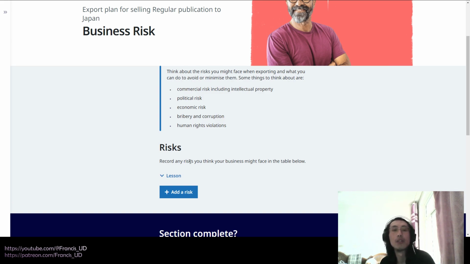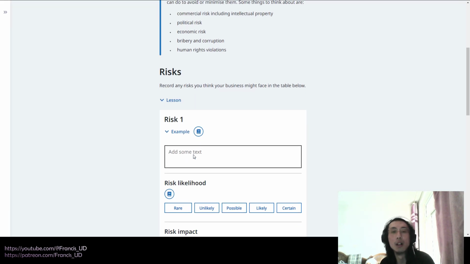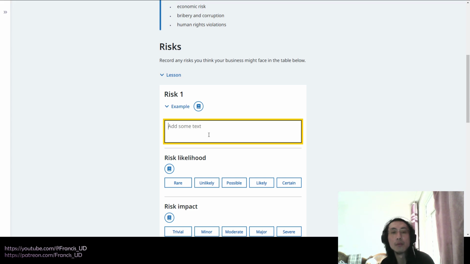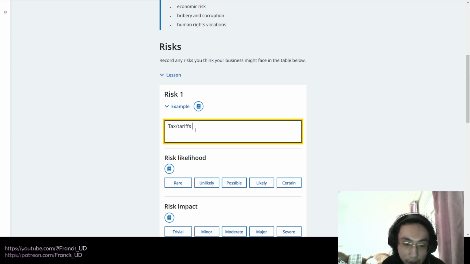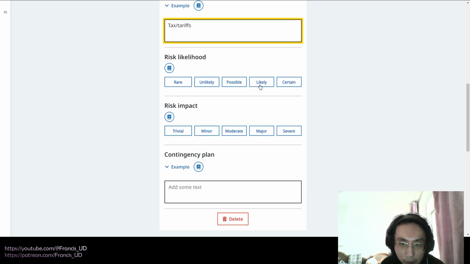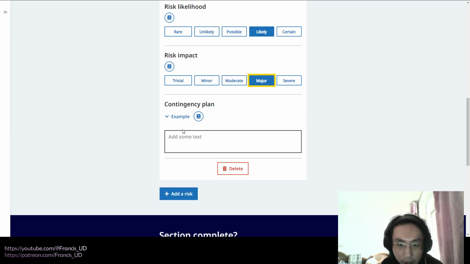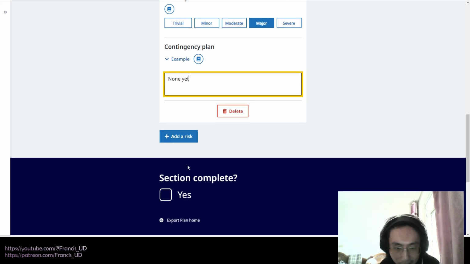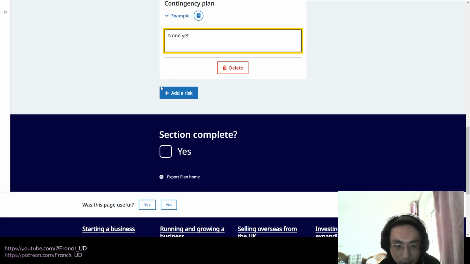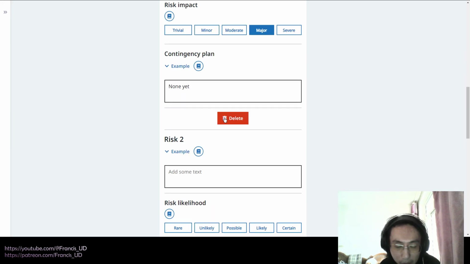Record any risks you think your business might face in the table below. Add risk. Let's see. Tax, tariffs. Likelihood: possible, likely, certain. Risk impact: minor, moderate, major. Contingency plan. None yet. We can add more risks.